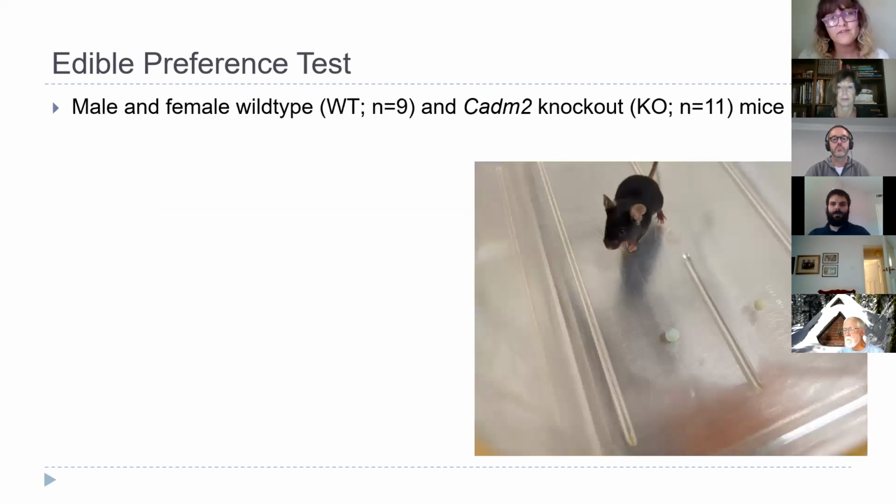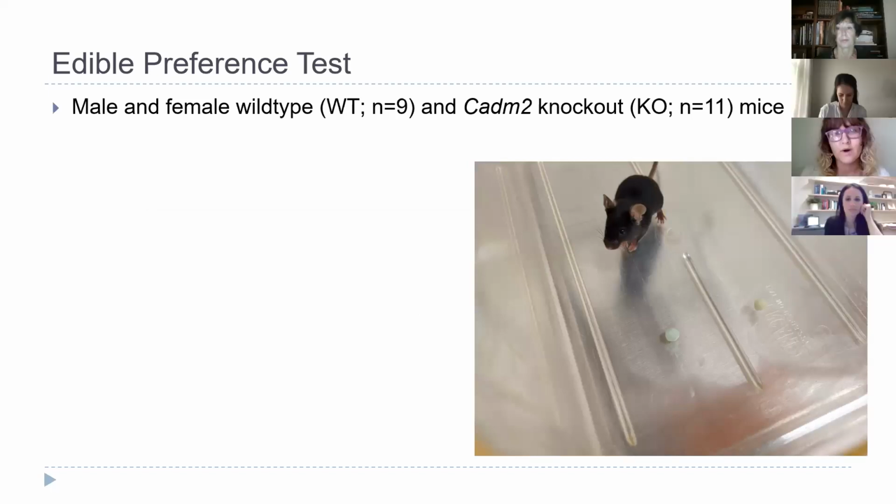So to determine whether or not this is the case, we developed a novel edible preference test to use in male and female wild type and CADM2 knockout mice. In this test, the mice are delivered 2 balls of cookie dough. One contains THC, whereas the other contains vehicle.